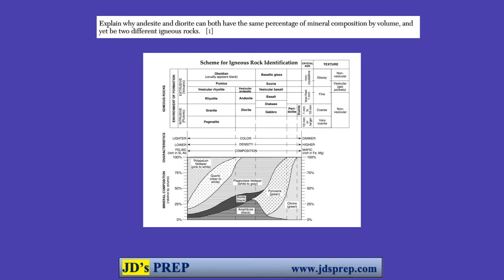Next question asks us to explain why andesite and diorite can both have the same percentage of mineral composition by volume and yet be two different igneous rocks. So andesite and diorite are highlighted on your scheme right there. You can see that they have those same percentages. However, there are differences between them, right? One is extrusive, one is intrusive, which means they're formed in different environments. And they also have different textures. So because of their different ways that they are formed, they might have cooled at different rates. So they have different grain sizes and they just have different characteristics.